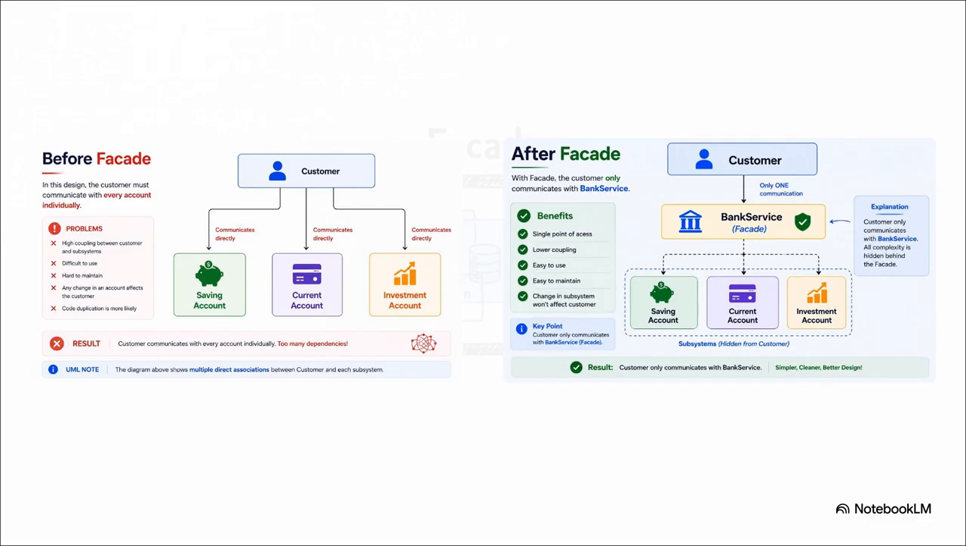Think about a banking app without one. It's a tangled web. The customer code has to communicate individually with the savings account, the checking account, the investment account. The result? Insanely high coupling, tons of code duplication, and a system that is a total nightmare to maintain because any change in an account breaks the customer code.